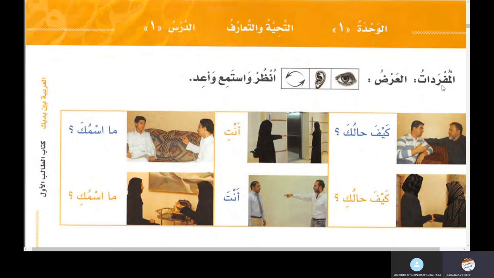Al-mufradat, vocabulary. Presentation. Read it. Al-mufradat. Mim with fatha, sakin, muf. Al-mufradat. Ard.